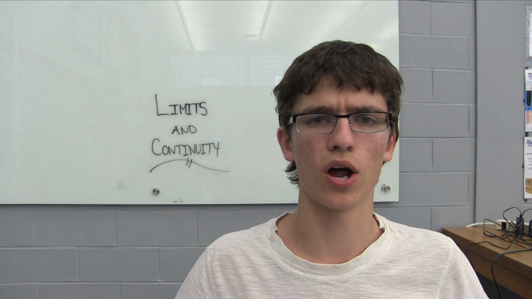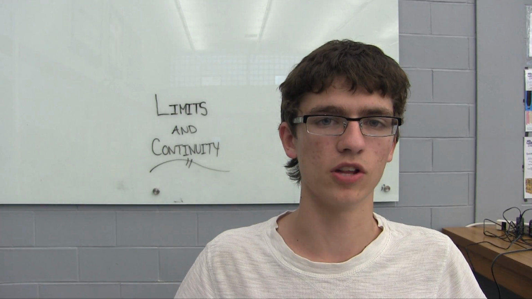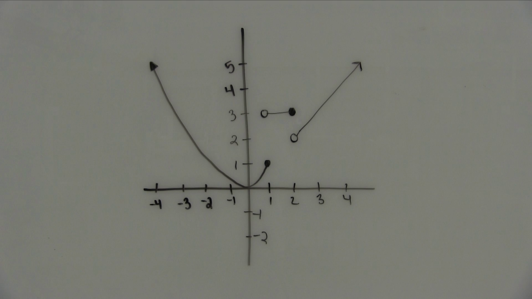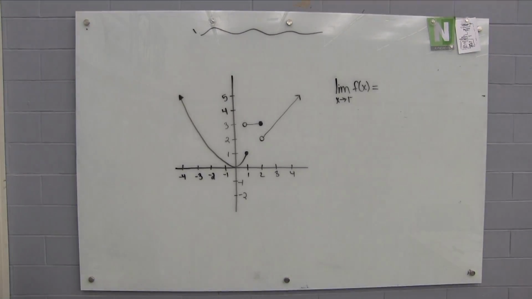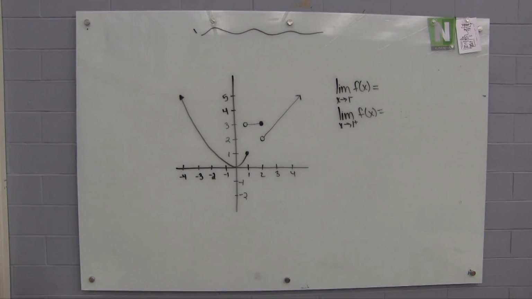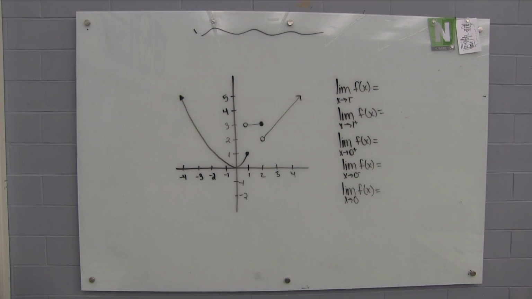Let's try out another problem involving left-handed and right-handed limits. Consider the following graph. Answer the following questions about the graph shown. What is the limit as x approaches 1 from the left side of f of x? What is the limit as x approaches 1 from the right side of f of x? What is the limit as x approaches 0 from the right side of f of x? What is the limit as x approaches 0 from the left side of f of x? And what is the limit as x approaches 0 of f of x?